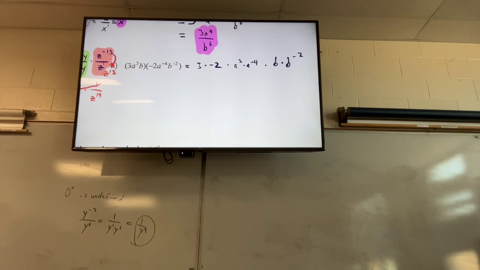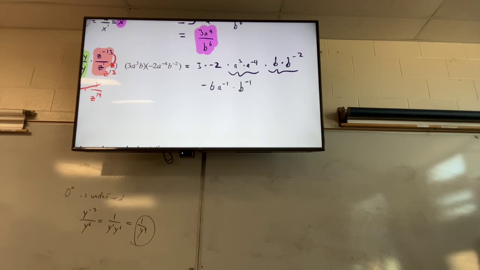Okay? And then, what rule should I use to combine some of these exponents? So that's going to be -6 right there, right? What rule should I use to combine these two? Yeah, the one where you add the exponents up, right? So a to the -1 times b to the -1.